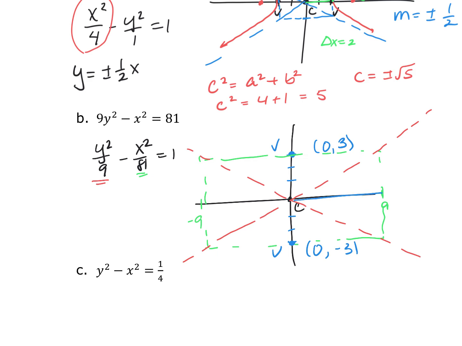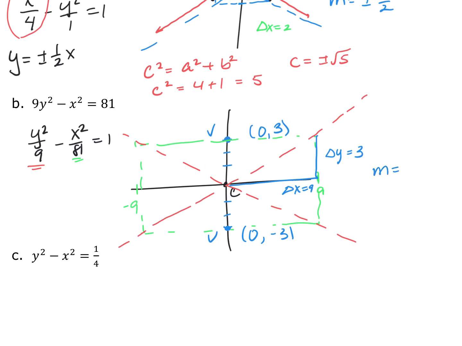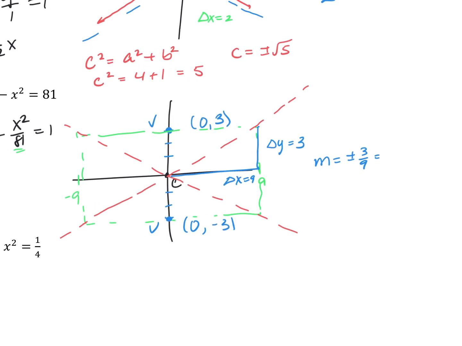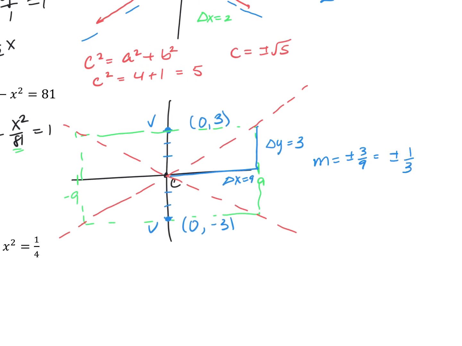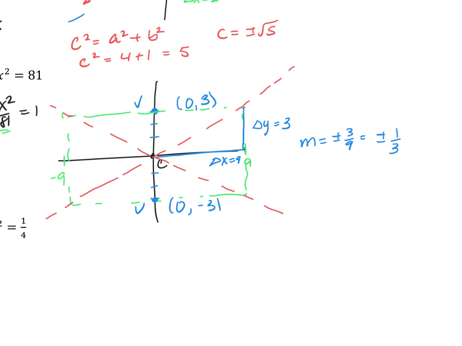My delta x, from center to the edge of the box, is 9. My delta y is 3, so I know my slope is going to be positive and negative 3 over 9, or in other words, positive and negative 1/3. So I know where my vertices are, I know where my center is, and my asymptotes are y equals plus and minus 1/3 x. The only thing left to find is my foci.